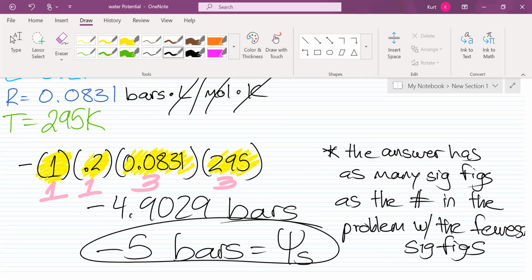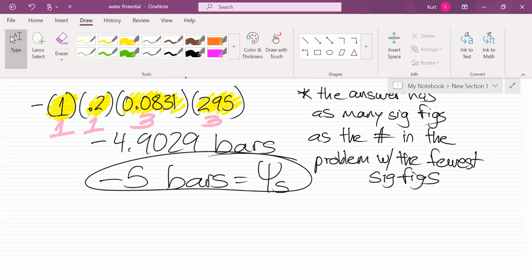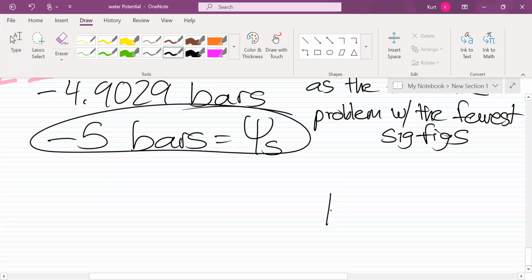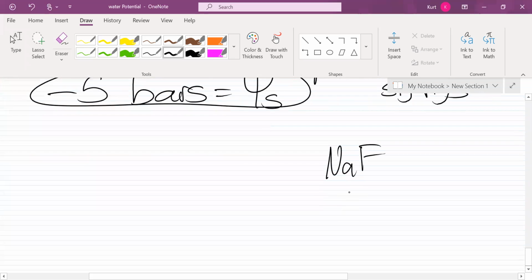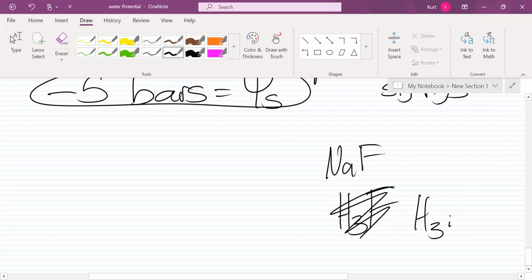If it's like sodium fluoride, how many ions make that up? 2. But it'll always be broken down on that. Yep, it'll always be broken down. What if it was nitric acid? How many units is that? 4. 3 hydrogens, 1 nitrogen. That would have an ionization constant of 4. Anything else? Okay.